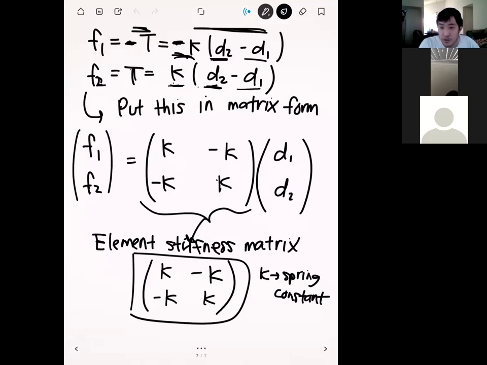Right. So the question from the chat: even though the f1 and f2 are different, the T is the same at both nodes. That's correct. Yeah. So normally f2 and f1 can be different, but we're considering just a single spring here, and we're assuming that the spring is in equilibrium. So the T's have to be the same. But from that, we backtracked and set that equal to f1 and f2, which gave us the equations that we needed for this element stiffness matrix here.